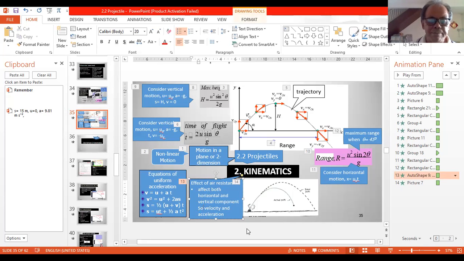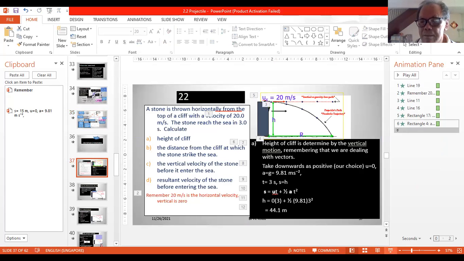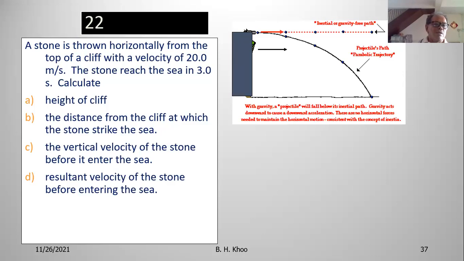Okay. Let's solve some problems. A stone is thrown horizontally, remember the term horizontally, from the top of a cliff with velocity 20 m/s. You can imagine that is your stone thrown at the top of the cliff. The stone reaches the sea below in 3 seconds. Calculate the height of the cliff.